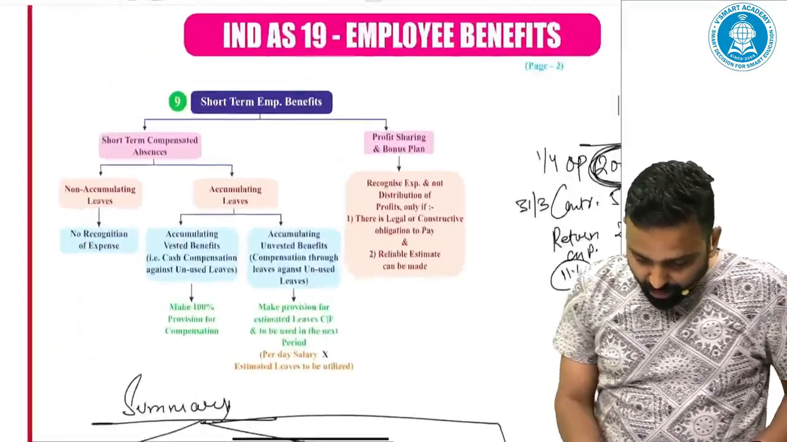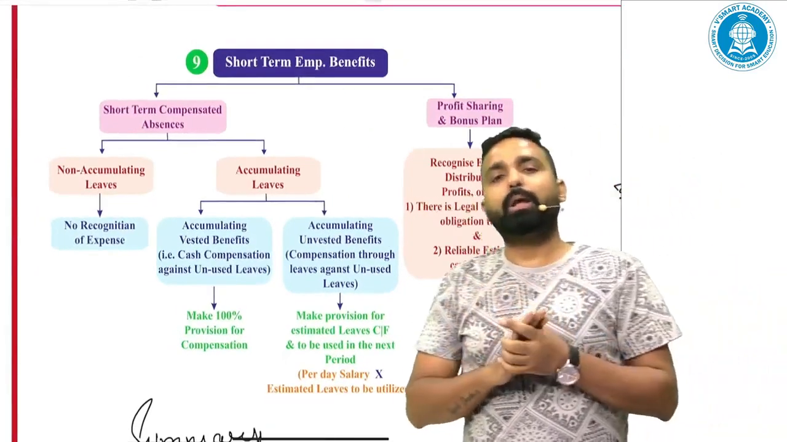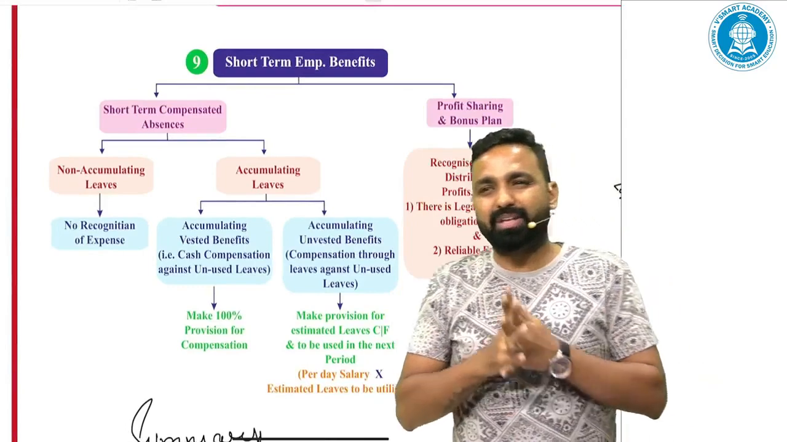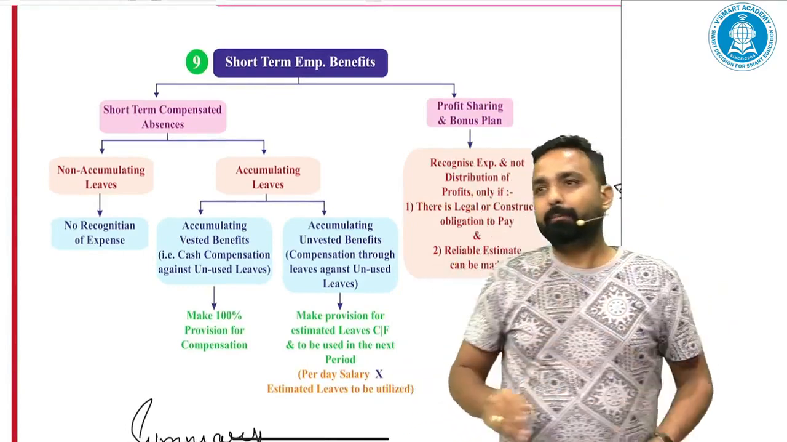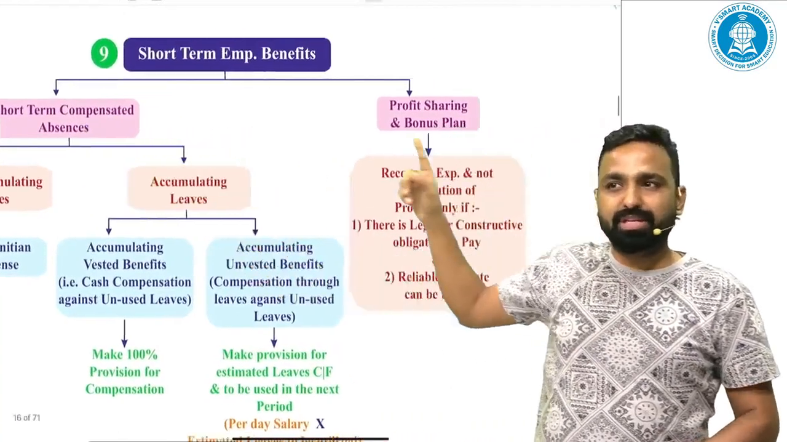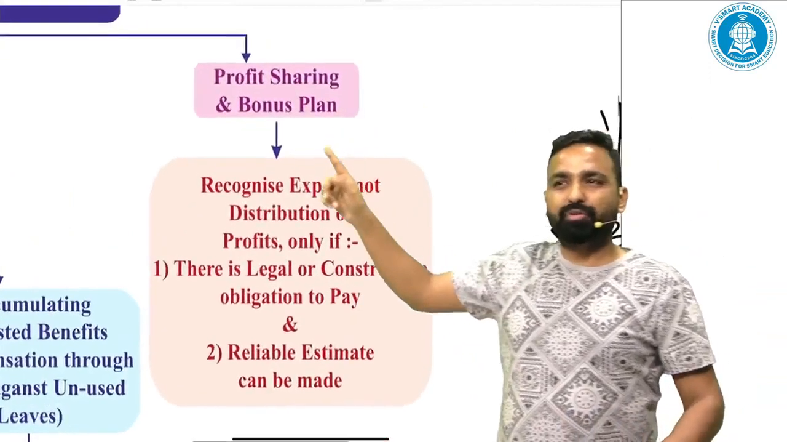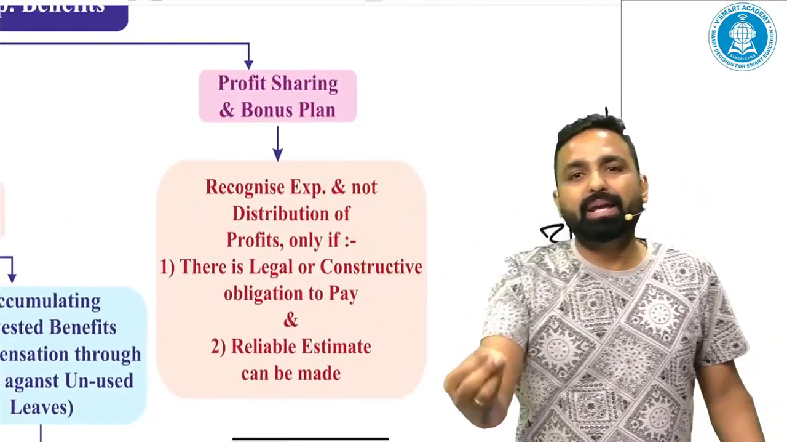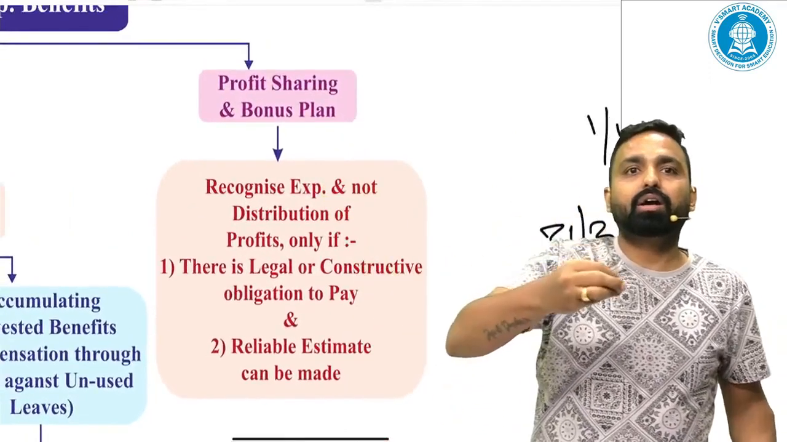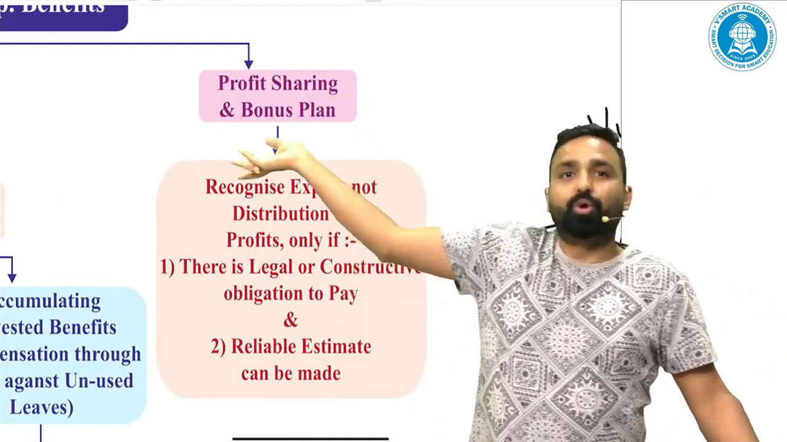Now the last but not least, short-term employee benefits. See, in short-term employee benefits, there are so many types like salary, incentives, bonus and all. But here we are understanding these two only: short-term compensated absence and the profit sharing and bonus plan. See, what is profit sharing and bonus plan? An employee may be entitled to a share in the profit of the company or to a bonus.